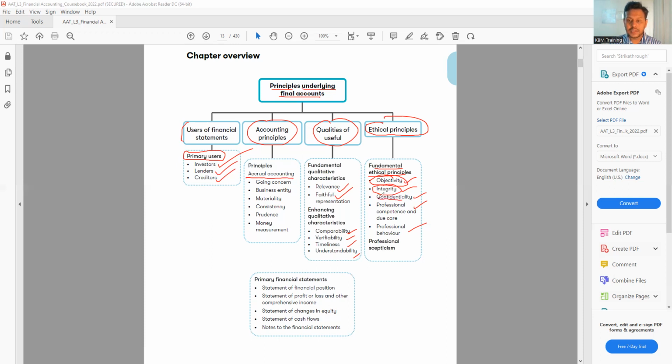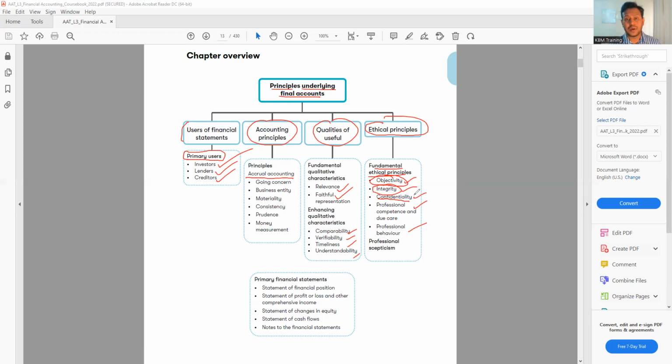Confidentiality. Confidentiality means that as an accountant, you should not disclose client information to anyone without the client's permission, unless it is necessary by law, or if it is a threat to the public interest. For example, you are not allowed to share the client's information even with another accountant or a family member, not anyone. The information has to be kept confidential.